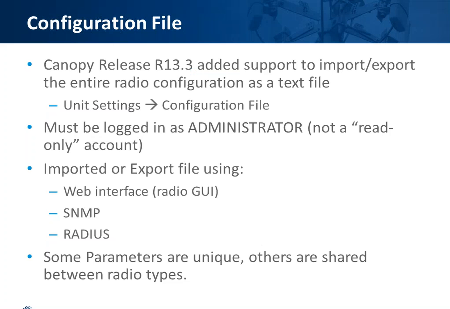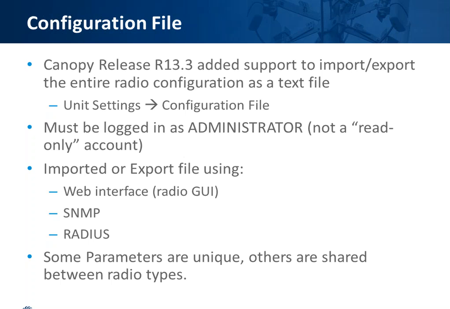So the configuration file we introduced in 13.3 added support to import or export the entire radio configuration as a text file. It's actually a JSON text file, and that's under the unit settings under configuration file. Now to import or export that file, you need to be logged in as an administrator, not as a read-only account, but as an administrator. You can import or export it using the web interface, SNMP, or through RADIUS.